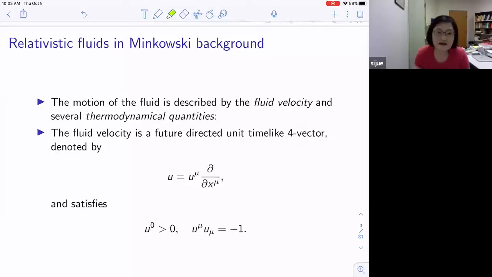Okay, so if we want to describe a fluid, we need to introduce the velocity field. In the relativistic setting, the velocity field is a future-directed unit time-like 4-vector. We use this notation, and being unit means this, and future-directed means u0 is positive, the time component is positive.